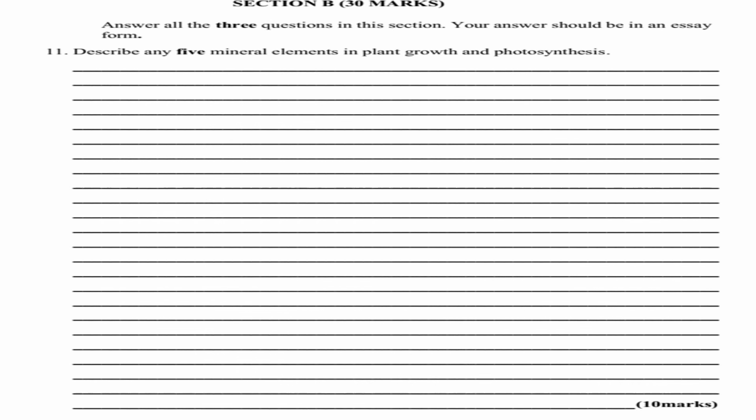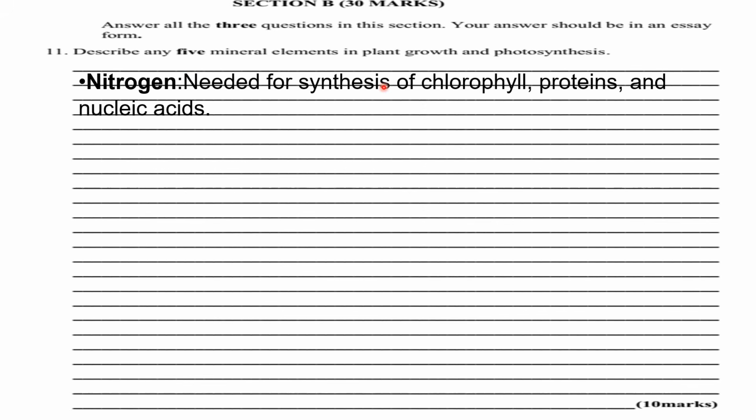Welcome. We are now in section C, or rather section B. Answer all questions in this section in essay form. Describe any 5 mineral elements in a plant growth and photosynthesis. For plants to grow and to carry out photosynthesis, some minerals are needed. So the question is requiring us to mention any 5 and how they help with plant growth and photosynthesis.